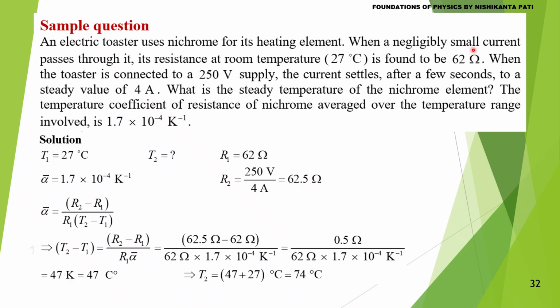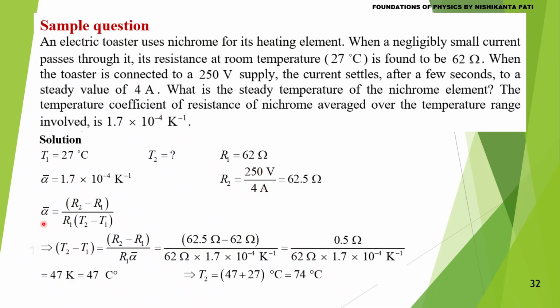Let T1 be 27 degrees Celsius; T2 is asked. At T1 the resistance is this much. At T2 the resistance R2 is V by I, where V is 250 volt and I is 4 ampere.